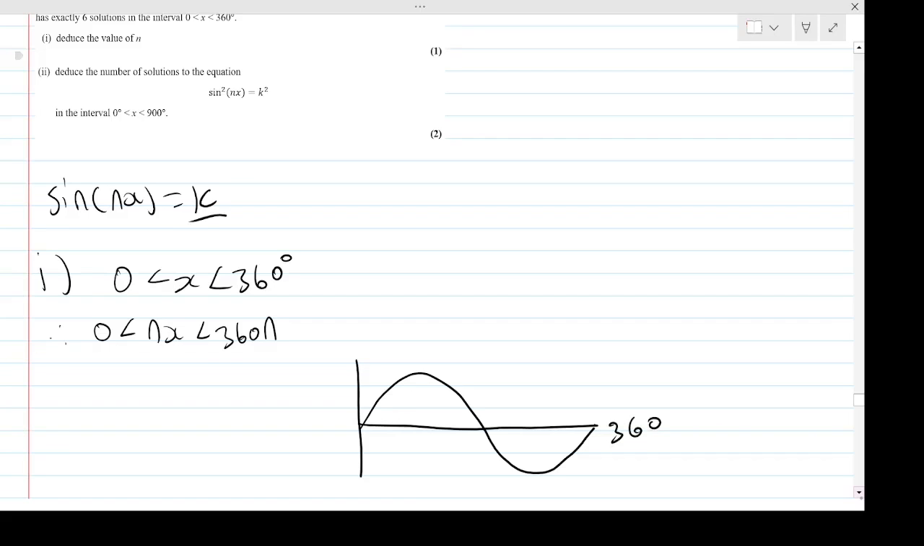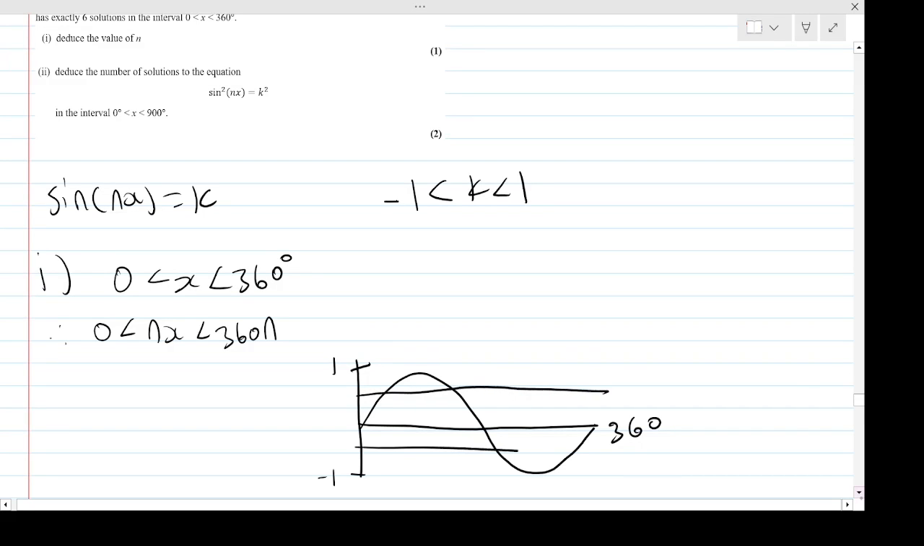There we are. We are told we're basically solving. We're setting this sine equal to k. We are also told that k is above -1 but less than 1. It's strictly less than 1. So obviously 1 is at the top here and -1 is here. So k would be somewhere here or somewhere there, depending if it's negative or positive.